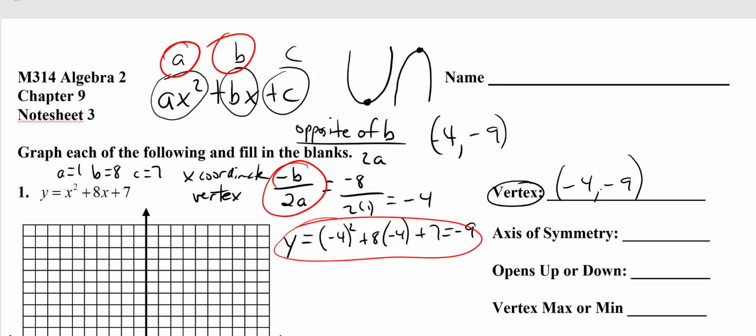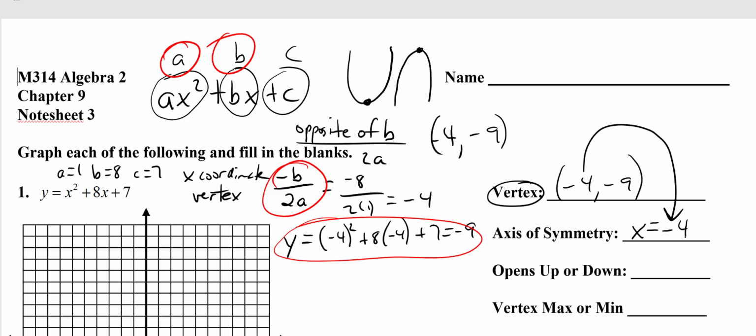Okay? Okay, the next thing is axis of symmetry, which is super easy, super easy. It's x equals, because it's a line, x equals, and see this negative 4 here? That goes right there. So x equals negative 4. That's how easy it is. Okay? Don't write x equals negative 9, and don't write just negative 4. You have to have the x equals, otherwise it's wrong.